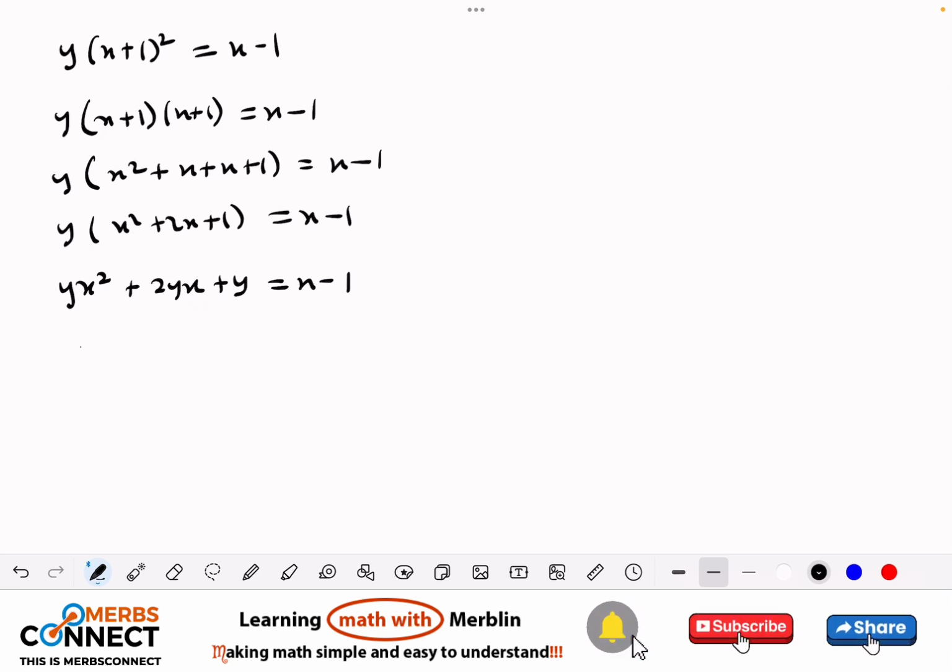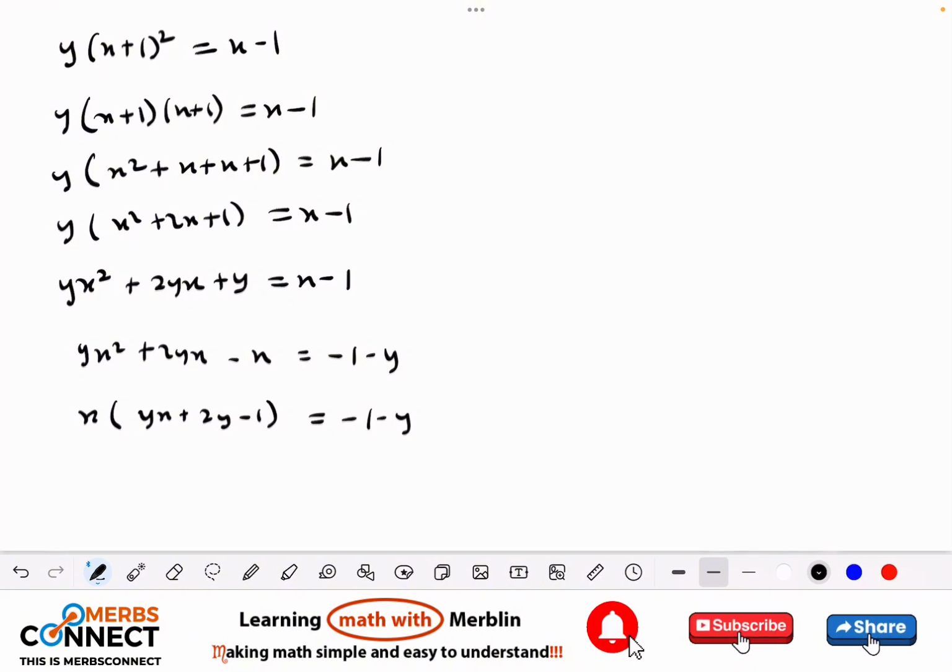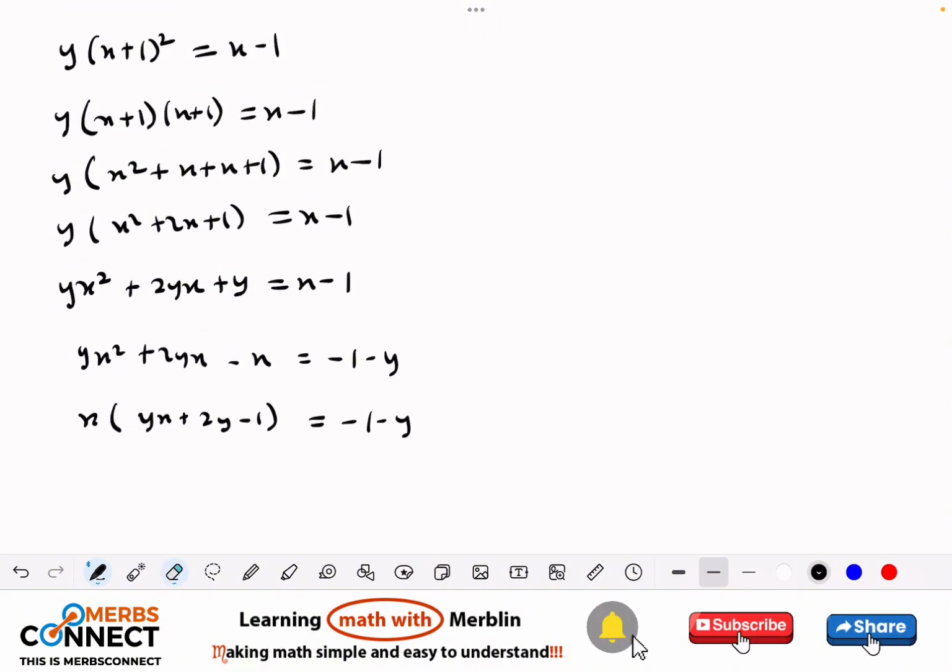So if I want to do that, then it means that here we are going to have something like yx squared plus 2yx. Then I move the x here, minus x is equal to minus 1 minus y. Is that right? When I factor x out, I'm going to have y. Yeah, I'm going to have yx plus 2y minus 1 is equal to minus 1 minus y. Right? Or let me use this one, which is going to be better.